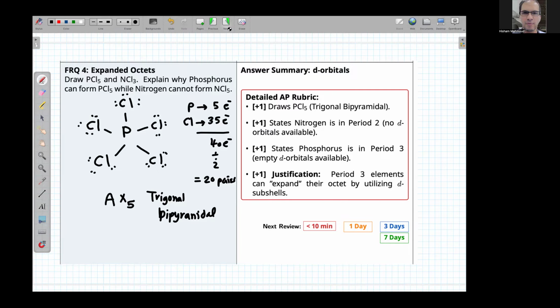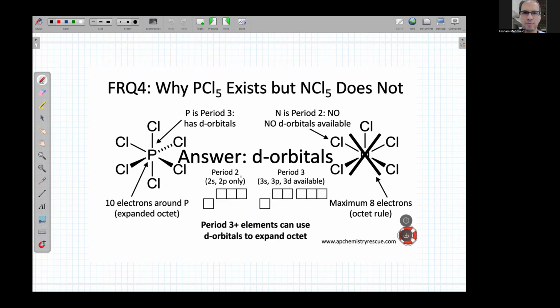Remember, we said in the last session that elements in period 3 can have an expanded octet. They can have more than 8 electrons and still be stable.